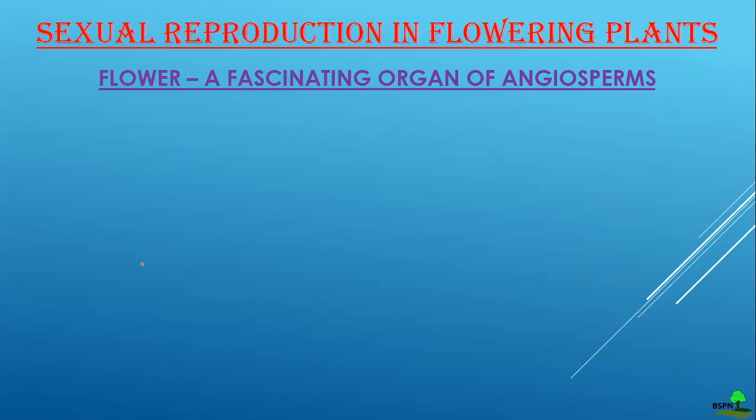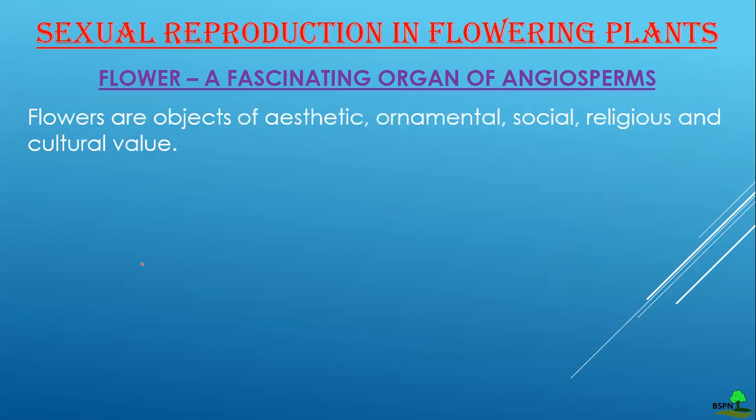Today we'll have a look at the chapter called Sexual Reproduction in Flowering Plants, where we'll just deal with the flower for now. So, flowers are objects of aesthetic, ornamental, social, religious, and cultural value. That means they are grown for their beauty. They are used in various places or gatherings like birthday parties, marriage functions, used in places of worship too.